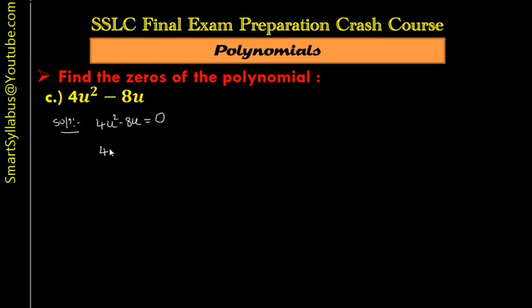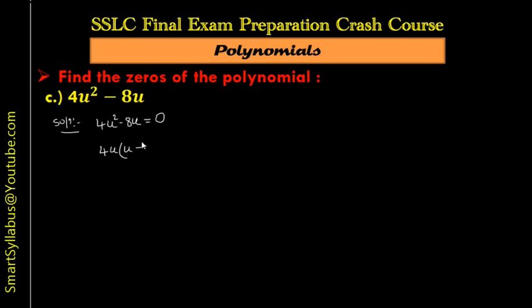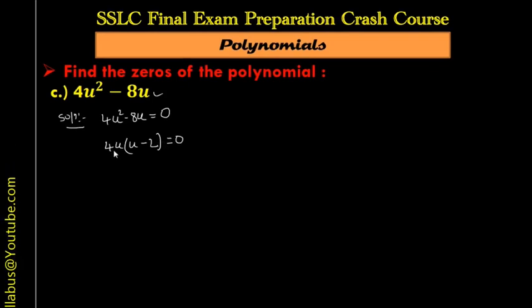From u square and u, take u common. So 4u is out, and from u square, u is out. What's remaining? Just u. Minus, in the table of 4, when 8 comes, this u is out. So equal to 0. Okay, now either 4u is equal to 0 or u minus 2 is equal to 0.